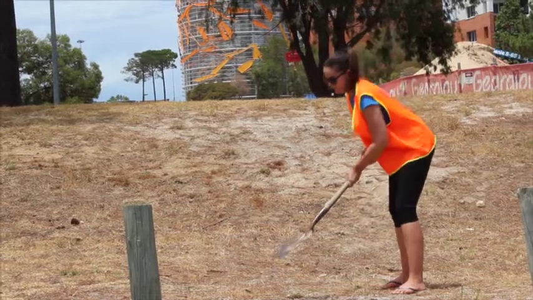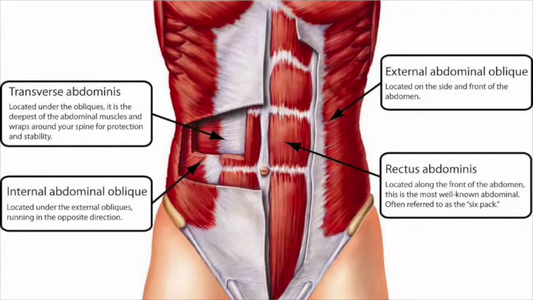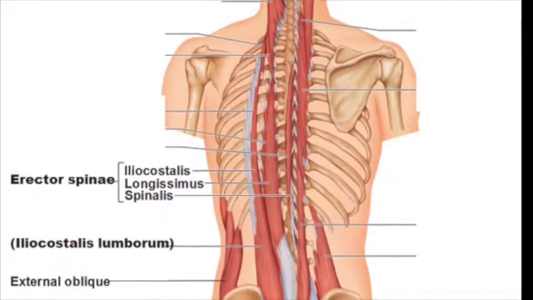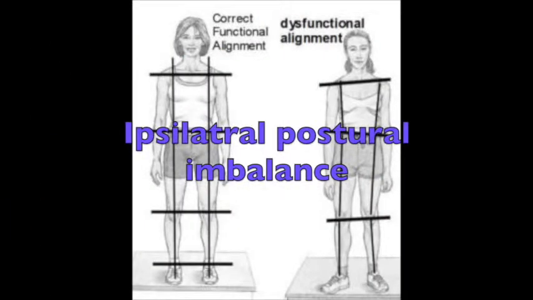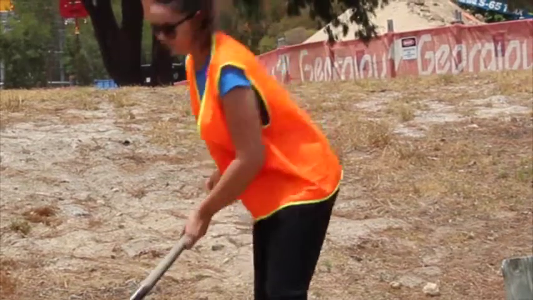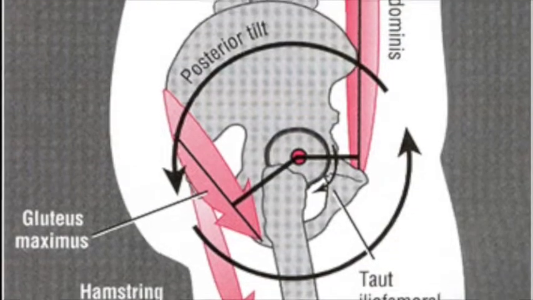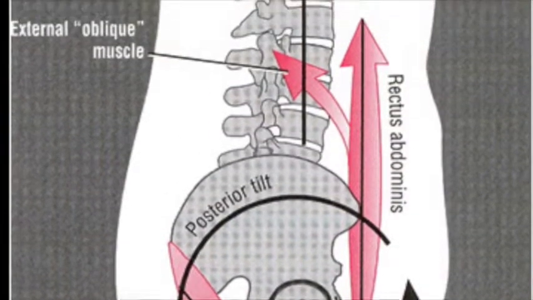Sam is also repetitively rotating at the trunk to move the load. This places great strain on the internal and external obliques as well as the unilaterally contracting postvertebral muscles and may lead to ipsilateral postural imbalances. Every time Sam lifts a load, his trunk is returning to extension. This is initiated by posterior tilt of the pelvis and concentric contraction of the erector spinae group.